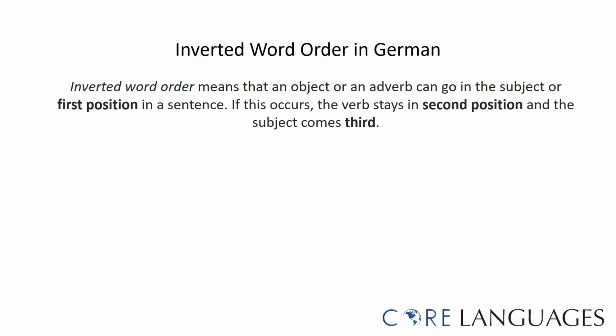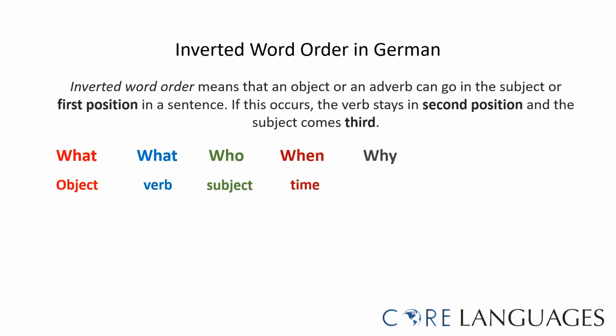Inverted word order is created when an object or an adverb goes in first position of a sentence. If this occurs, the verb stays in second position, but the subject comes third. We would begin with the element what, which would refer to the object, followed by the what, which refers to the verb, followed by the who, which is the subject of the sentence. Then the when, or the time, why, or the reason, how, the manner, and where, the place.